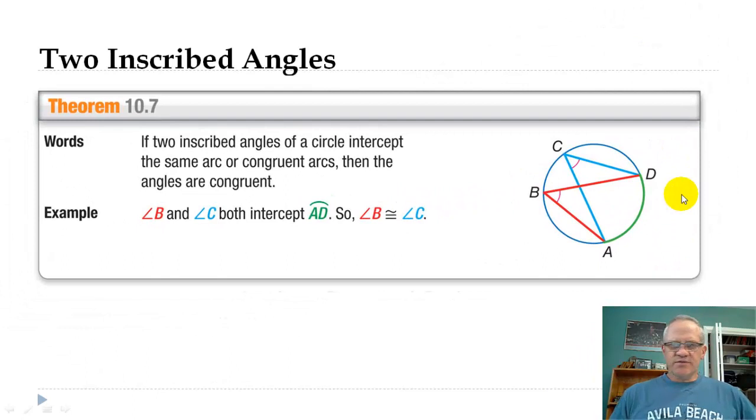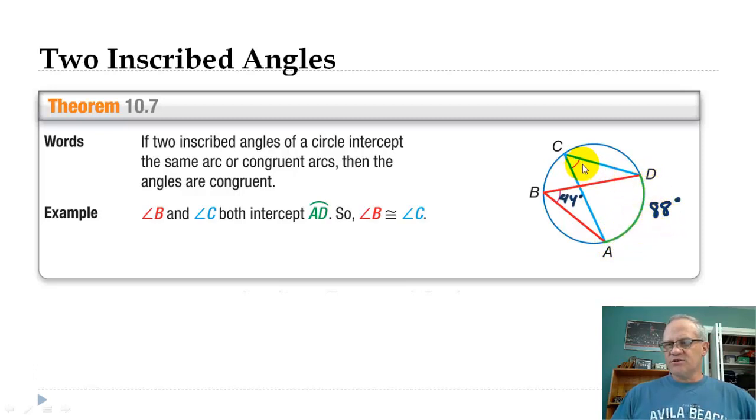Okay, getting a little trickier here, but this is kind of cool. If you have two inscribed angles that intercept the same arc, then the angles are congruent. Think about this. If you just look at this red one here, let's say arc AD, I don't know, let's make this 88 degrees, just something different. If arc AD is 88 degrees, then going back on this red angle, angle B would be half of that, 44. But notice this blue angle here also goes out to that same arc of AD, which is 88.